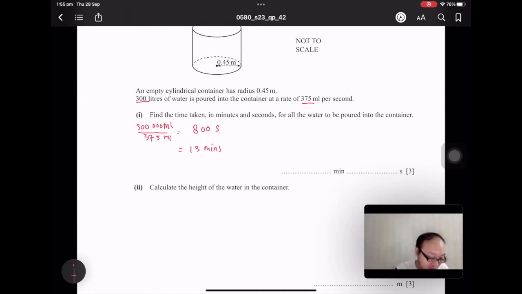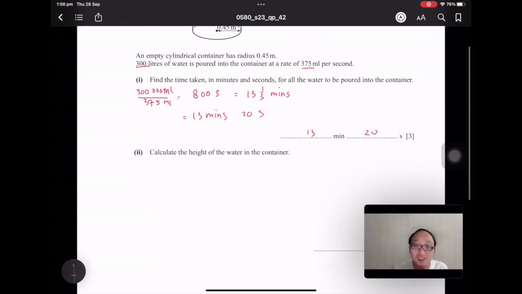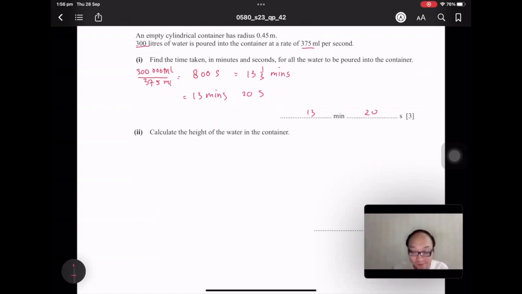And the remaining is 1/3. So this equals 13 1/3 minutes. So that means 13 minutes, and 1/3 minute is 20 seconds. So 13 minutes and 20 seconds.